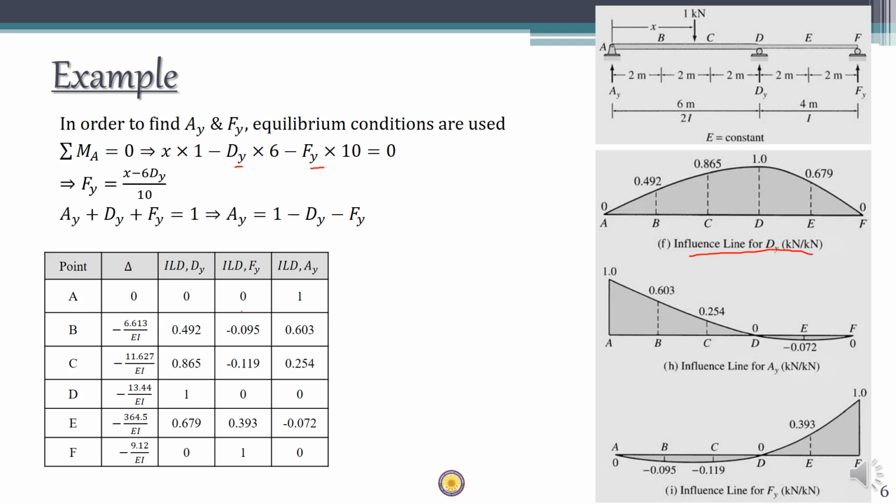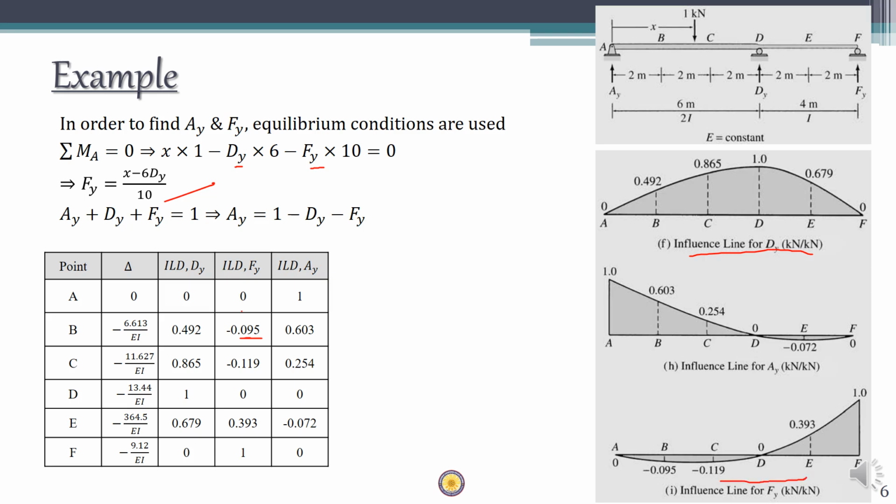Let's say for point B, the x value is going to be 2 and the dy value is going to be 0.492. So if you substitute this, you'll get the value of fy as this much. So you can find the value of fy at other points also using this equation. So this will be the coordinates of the ILD for fy. So if you plot that, you will get something like this plot.